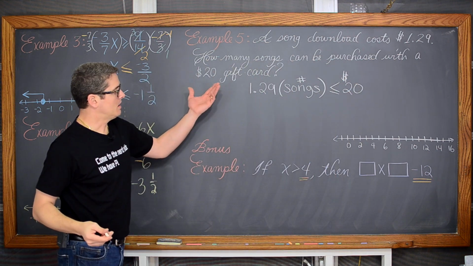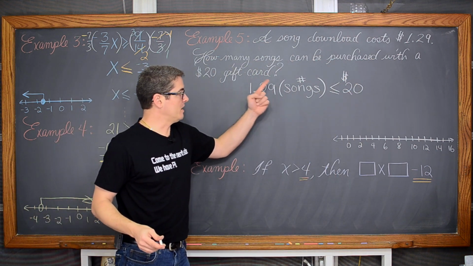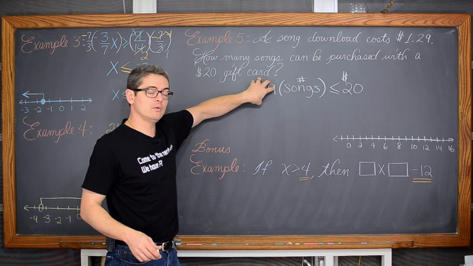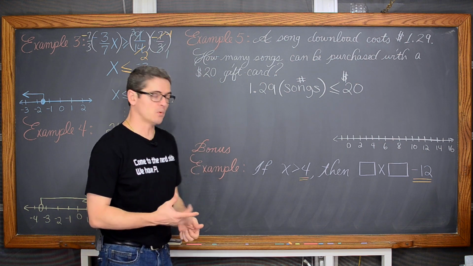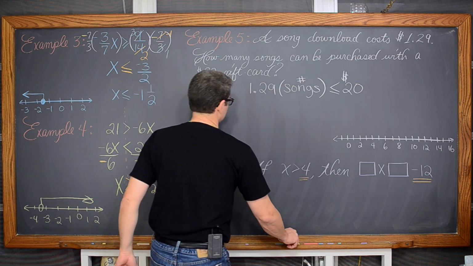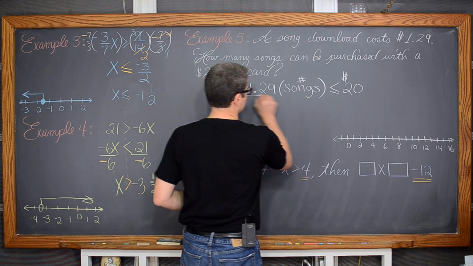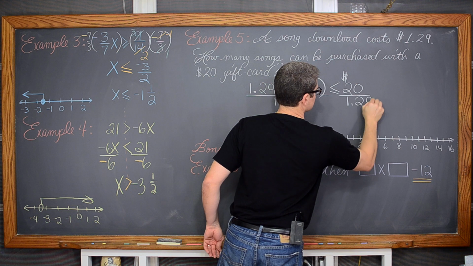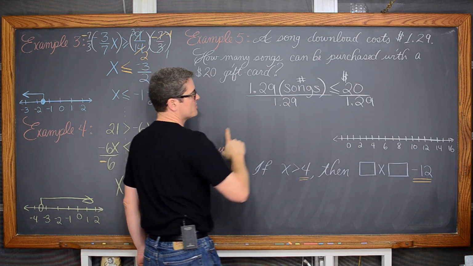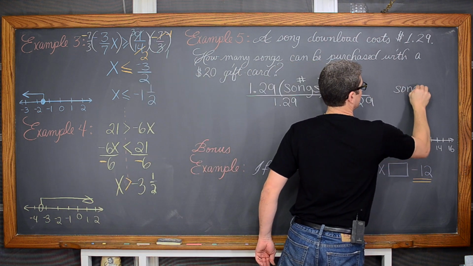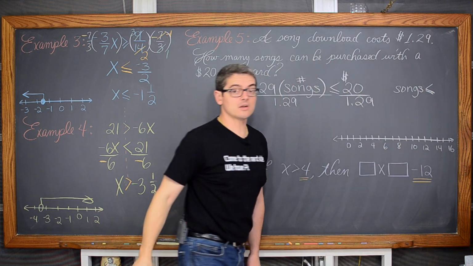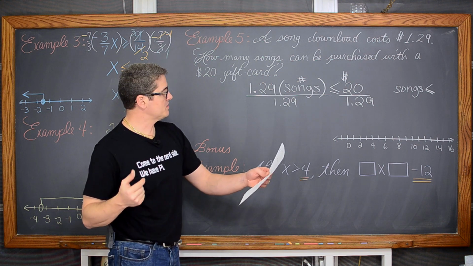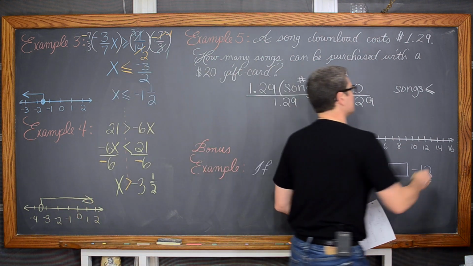Well, again, we have our variable being multiplied by a number, and we want to solve for the number of songs. We want to undo that multiplication of 1.29. So we're going to divide both sides of the inequality by 1.29. And the number of songs is going to be less than or equal to, right off the top of my head, 20 divided by 1.29, which is going to be 15.5.